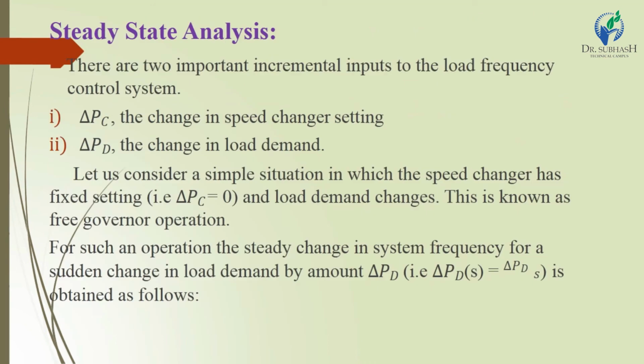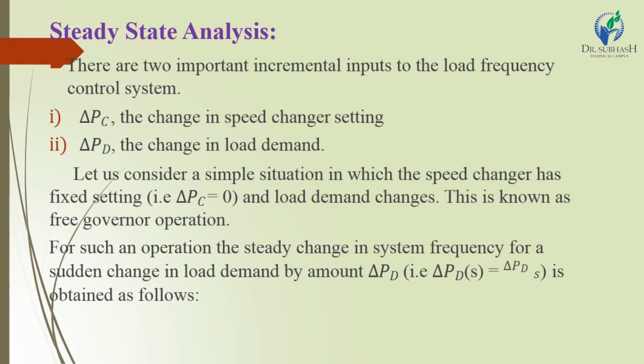Now we start with the steady state analysis. These are the two important external inputs of the load frequency control system. The first one is delta PC and the second one is delta PD. Delta PC is the change in the speed changer setting and delta PD is the change in the load demand. Let us consider the simple situation in which the speed changer has a fixed setting and the load demand changes.